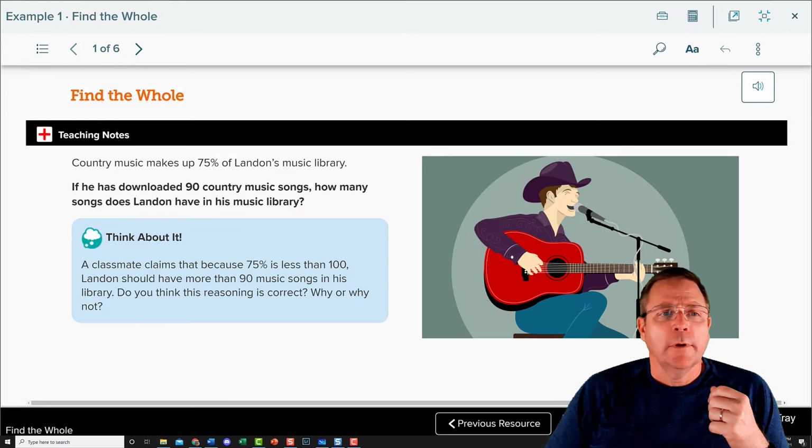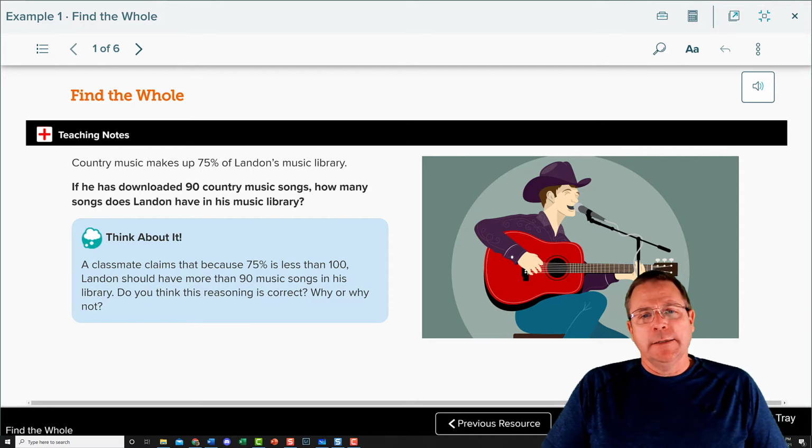Music makes up 75% of Landon's music library.